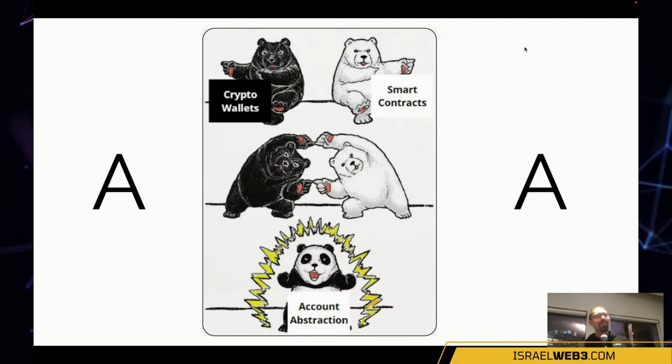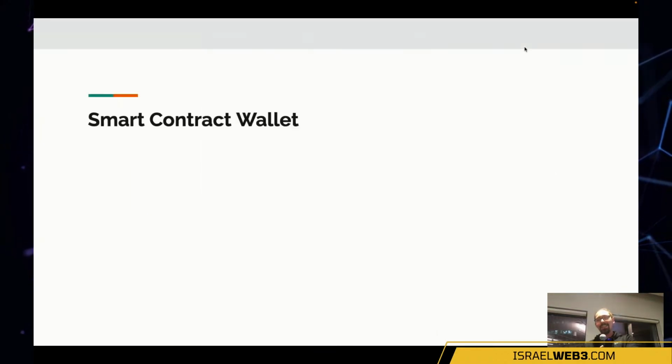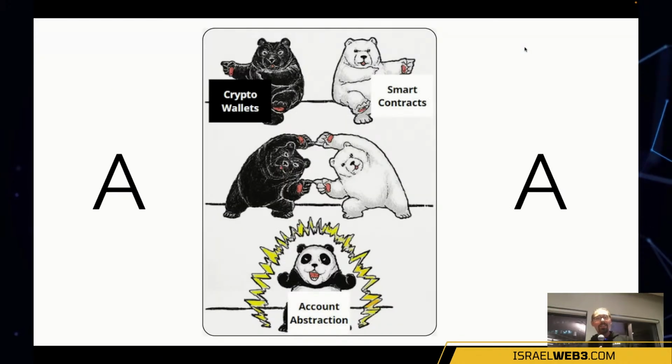Account abstraction. It's basically crypto wallets and smart contracts. And account abstraction is basically many things for many users. When people talk about account abstraction, they refer to different terms, different parts of it. For me, it's like an elephant: you can touch the elephant's leg, you can touch the body, but you don't see the whole elephant. That's what account abstraction is.